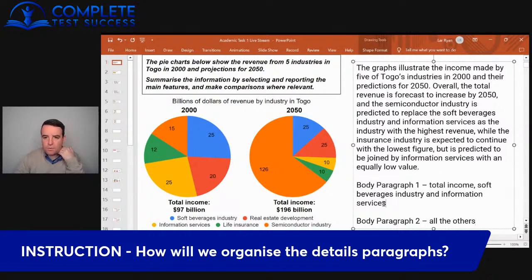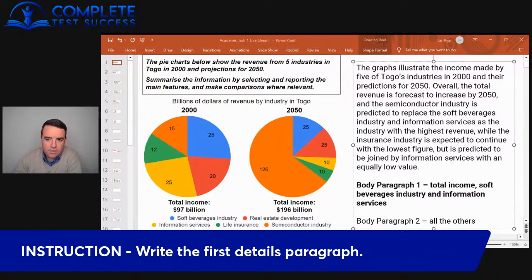Okay, so this is what we're going to focus on next. I want to write body paragraph 1 based on this. So there are several ways to do it. It's not like there's only one way to do it, but that's how I would like to do it. Okay, so next I want you guys to write the first body paragraph, the first details paragraph, and share it with me in the comments. So just like before. So where was I?